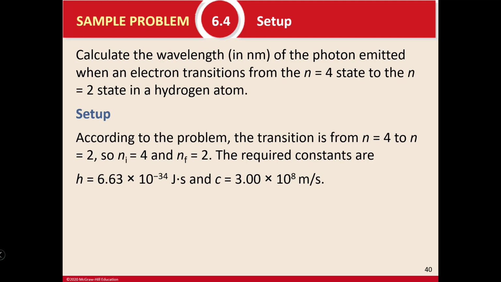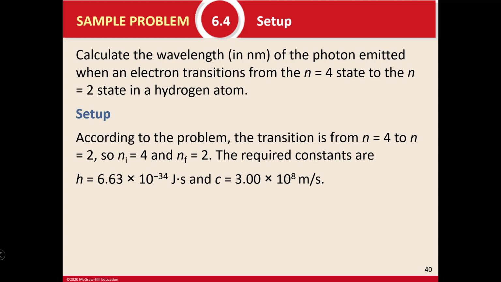So a calculation: it says calculate the wavelength of a photon emitted when we go from a transition from n equals 4 to n equals 2. Now here's something I do want you to pick up on. For it to be an emission, we have to fall from a higher energy level to a lower energy level. If we went from n equals 2 to n equals 4, you would have to put energy into the electron. That would be called an absorption spectra.